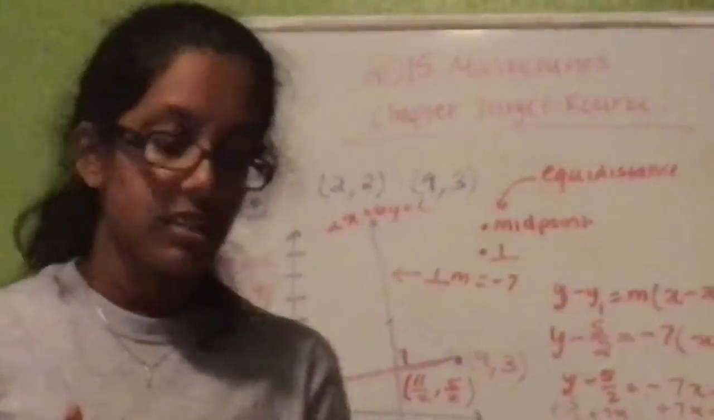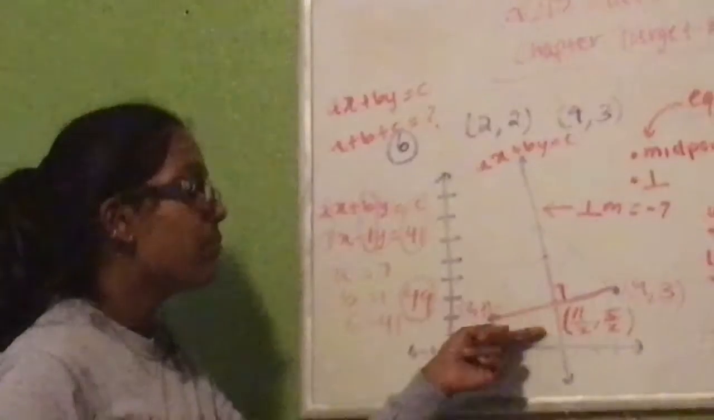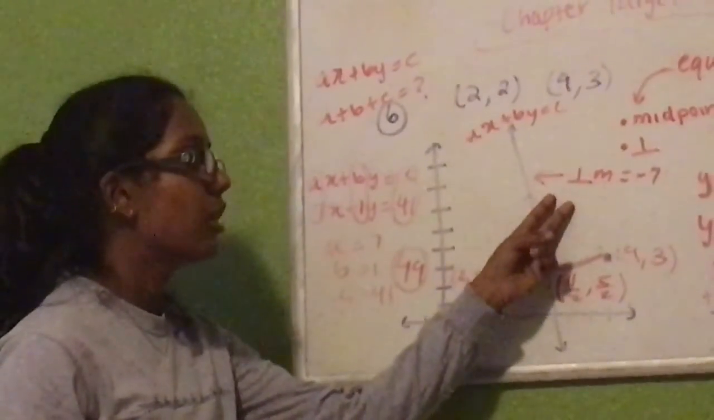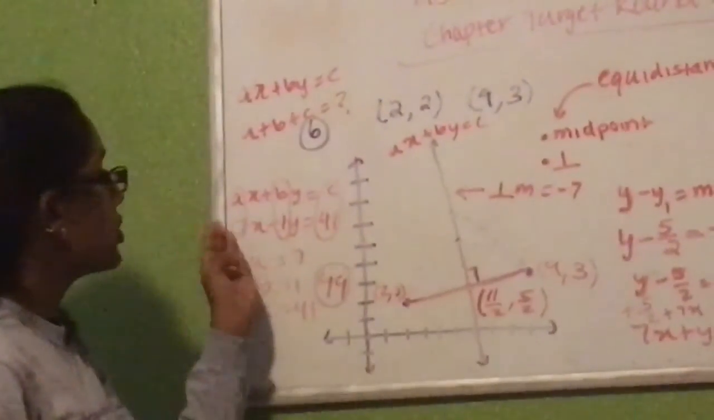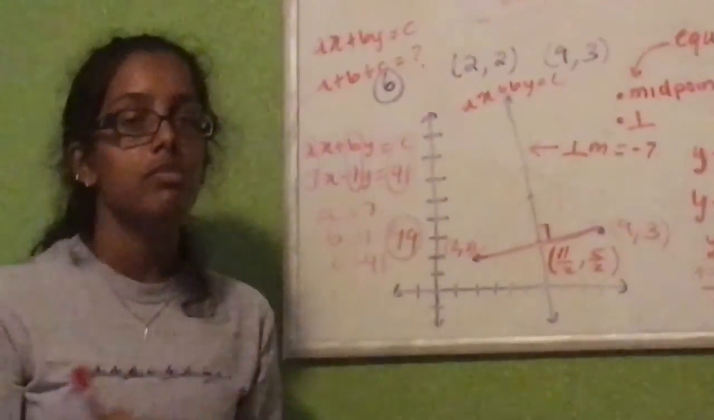Although this problem seems lengthy and tedious, it's actually not. Once you get the hang of finding the midpoint, the perpendicular slope, plugging it in, and changing it to standard form, the problem becomes very simple. It becomes second nature.